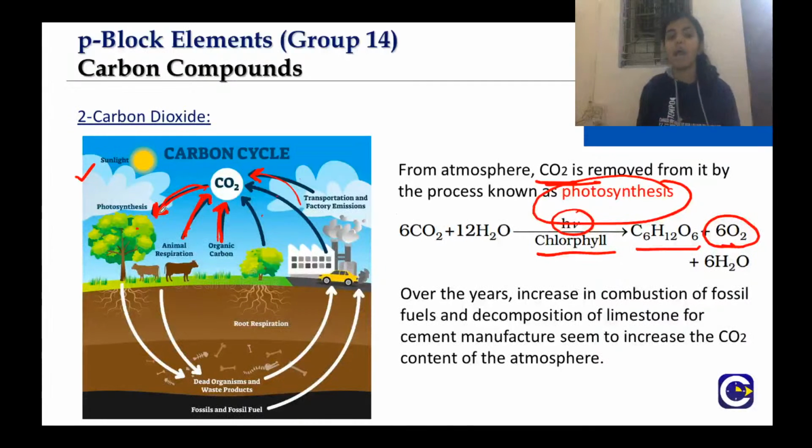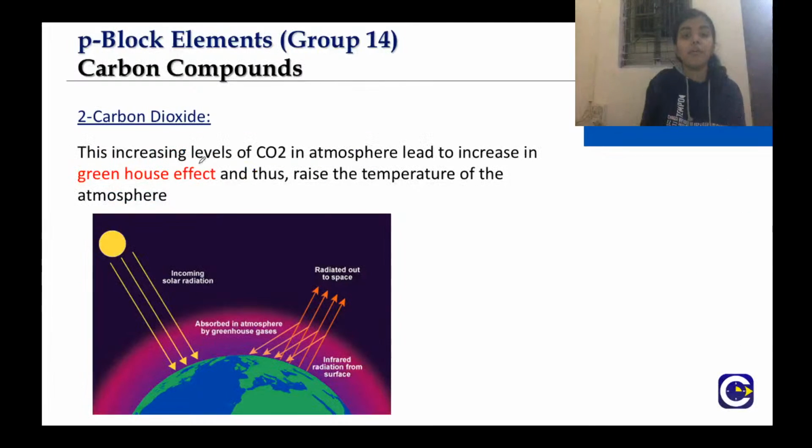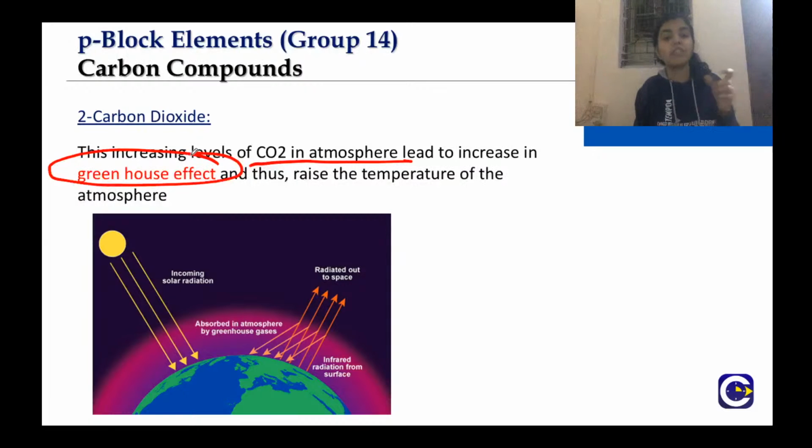But only one process is involved where the consumption of carbon dioxide is taking place, by photosynthesis, right? So as we are cutting more and more trees, the carbon dioxide percentage in the atmosphere is also increasing. Or we can also say that combustion of fossil fuels, decomposition of limestone, etc., are also increasing the amount of carbon dioxide in the air. Now, due to this excess of carbon dioxide, or the increasing level of carbon dioxide in the atmosphere, this leads to the greenhouse effect. And because of this greenhouse effect, because this CO2 gas captures what?